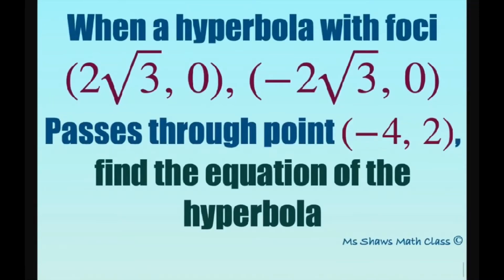Everyone, when a hyperbola with the given foci passes through the point -4, 2, we're going to find the equation of the hyperbola. So basically, before we get started, the foci are on the x-axis. That means our transverse axis is horizontal because it's on the x. So it would be something like this.